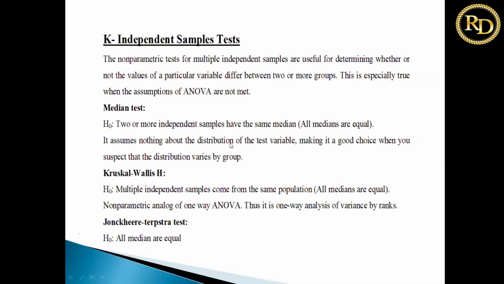If you are having any doubt that all the groups are having different distribution, then we should go for the median test. Now, multiple independent samples come from the same population, that is, all medians are equal. Non-parametric analog to the one-way ANOVA. So this is one-way analysis of variance by ranks, that is for the categorical variable. Now the Jonckheere-Terpstra test also tests the equality of median of the several groups.